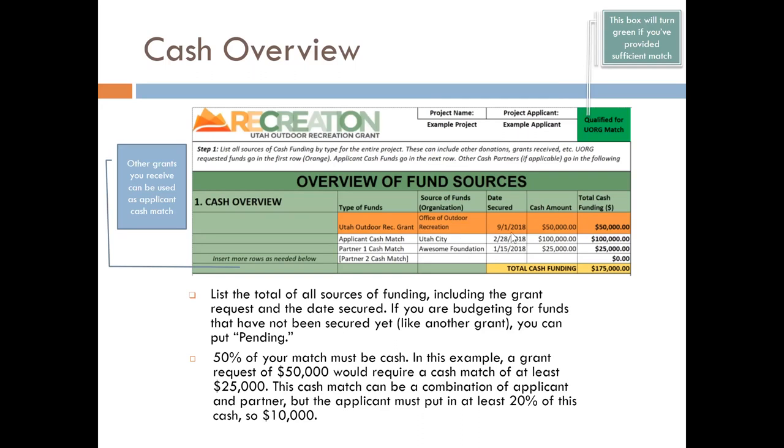Please place the date secured for these funds. If the funding is still unsecured, like if you're waiting for a grant, you can go ahead and put pending there. Add up the cash totals and you'll have your total cash funding. In this case, $175,000. Pay attention to this green box up here. It'll turn green if you've provided sufficient match, or it'll be red if not. Other grants you receive can be used as applicant cash match, so keep that in mind.